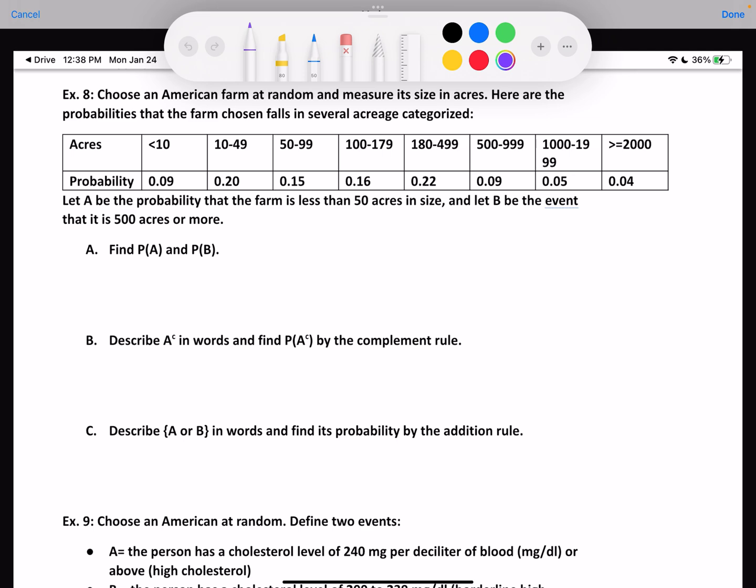So, find the probability of A and the probability of B. Okay, so A is 1 minus, right? You can do 1 minus the probability, no? Technically, since we're just doing less than 50 acres, we're only looking at these two options for A. So in reality, you really don't need to do the 1 minus. You can just add them. Yeah. The probability of A is equal to 0.09 plus 0.2, 0.29.